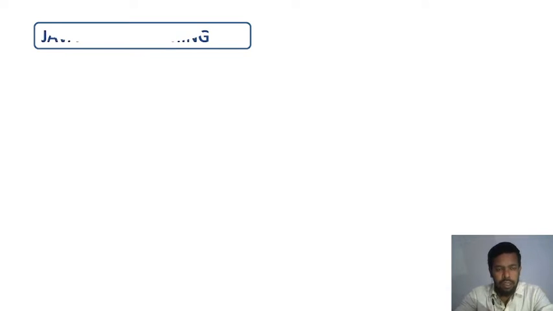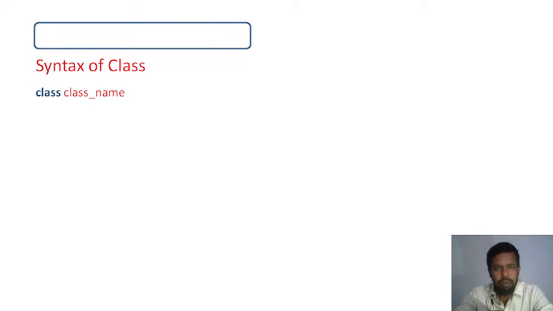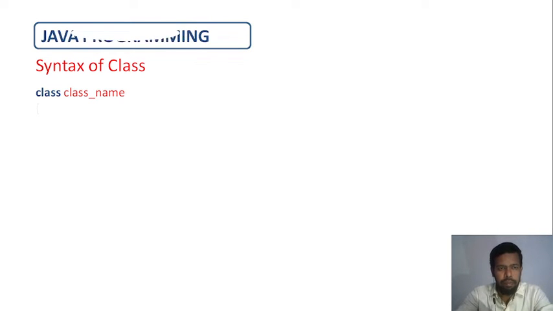Let's see the syntax of the class. First we mention the keyword. The keyword is class, followed by the class name. The class name is user defined. I am marking the color. Whenever we create a class, we mention the keyword class first. Next, open curly braces follow.